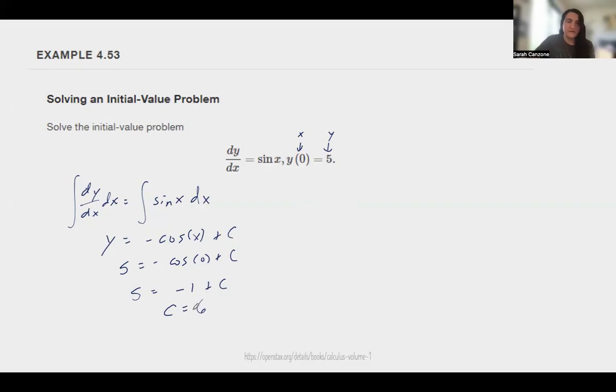So what you want to do is take the 6 and plug it back in, and that gives you your final equation. So y equals negative cosine of x plus 6. And now, if you think back to what we were looking at earlier, how you had multiple functions, the family of antiderivatives, this is the very specific one. So out of all of the possible antiderivatives, this is the one valid antiderivative.